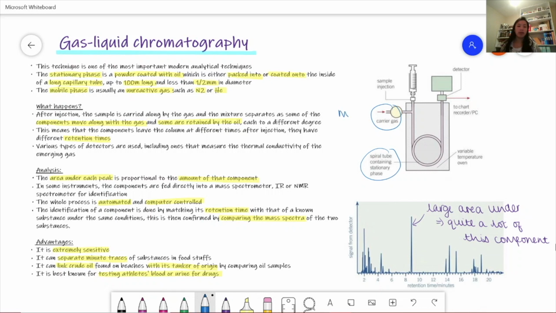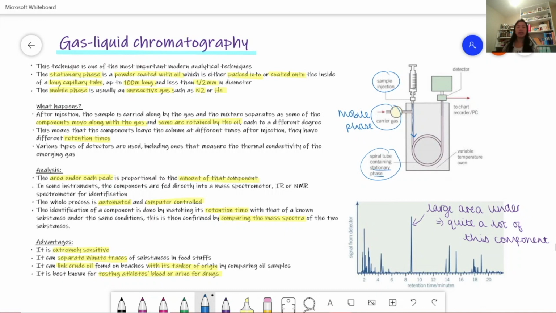So we have our mobile phase here. And we have the stationary phase, which is all throughout the capillary tube. And then the sample gets injected at the top here. And so it goes in this direction. So it goes down, and depending on whether it's got a higher affinity for the mobile or the stationary phase, it has a different retention time to another component.